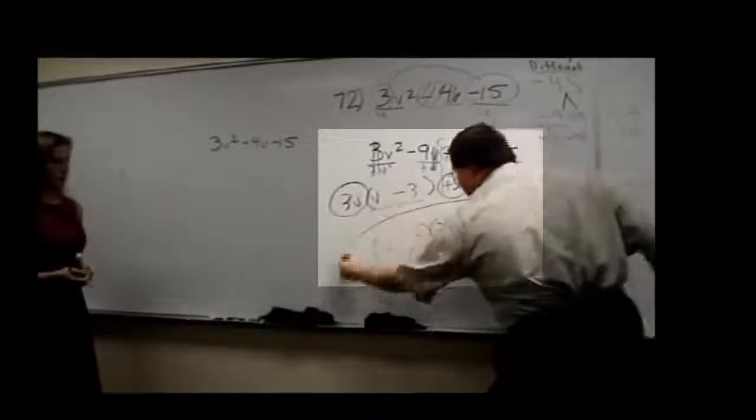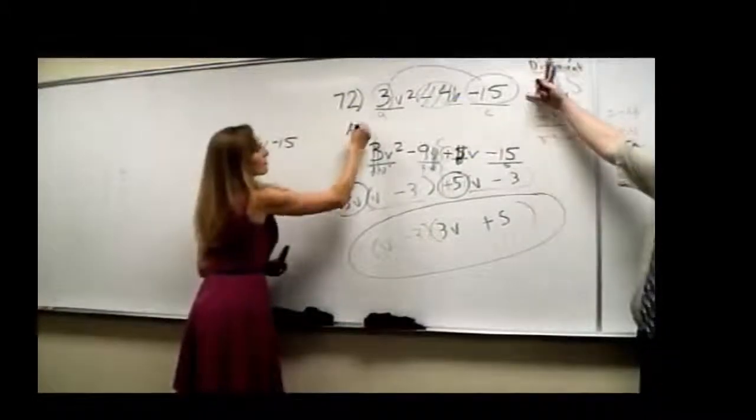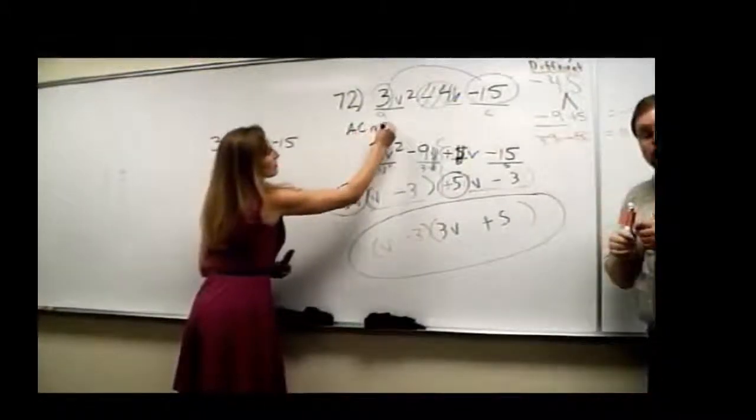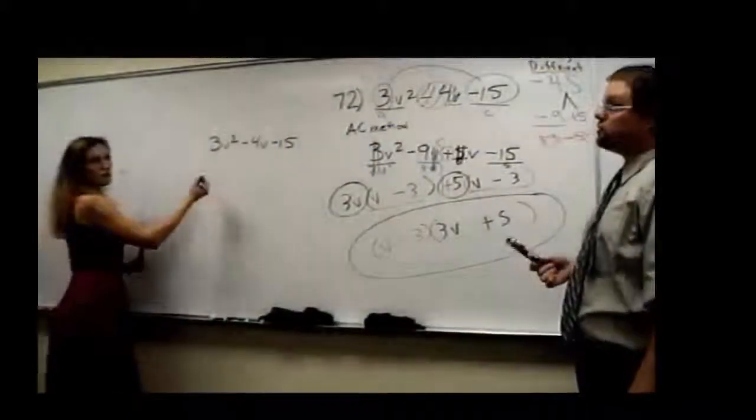And I'm done. That's the A times C method. You can FOIL to check your answer. You would get this trinomial back. Another method, as Professor Watson said earlier, is the box method, which he will show you.